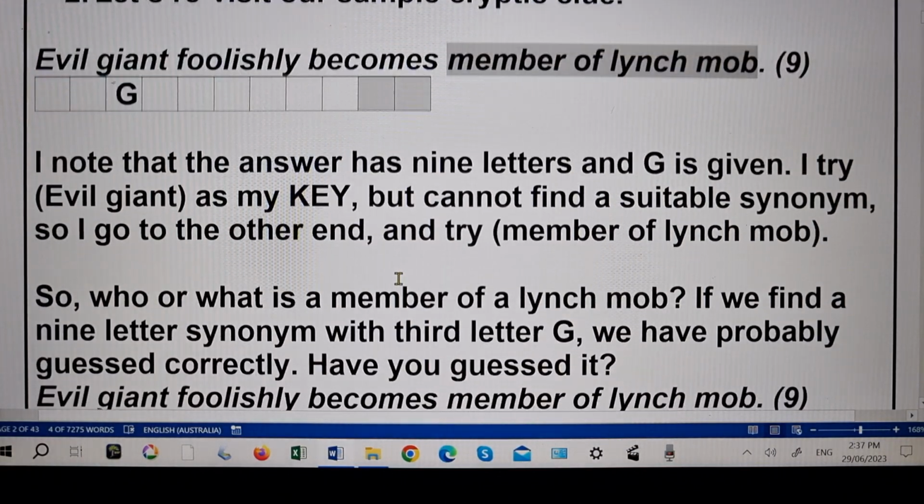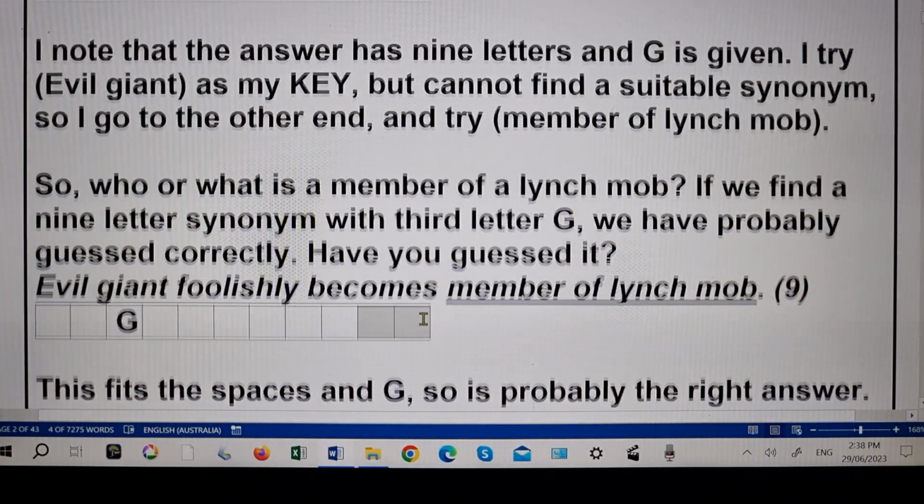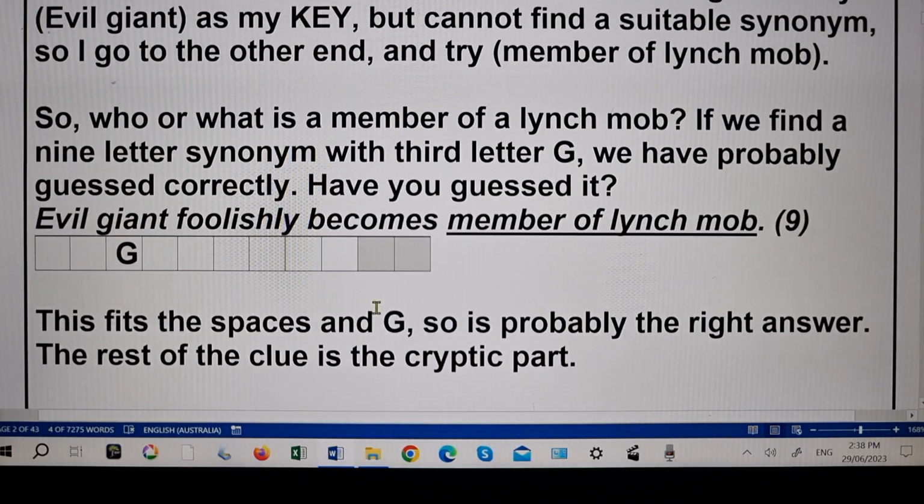So, who or what is a member of a lynch mob? I'm looking for a synonym of member of a lynch mob. If we find a 9-letter synonym with the third letter G, we have probably guessed correctly. Have you guessed it? Here it is. Evil giant foolishly becomes member of lynch mob. Have you got a synonym for a member of a lynch mob? Think what a member of a lynch mob does.